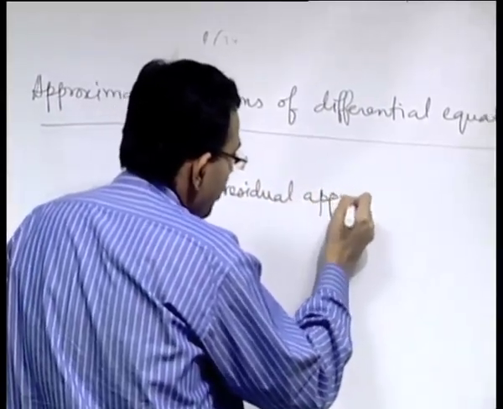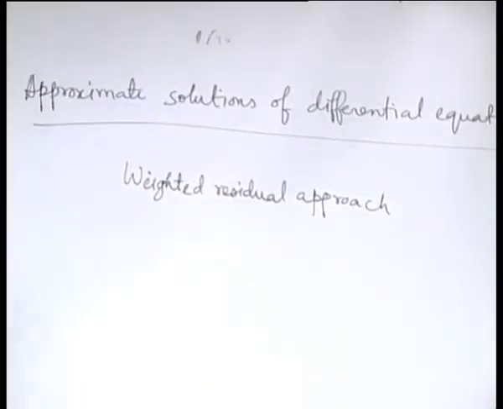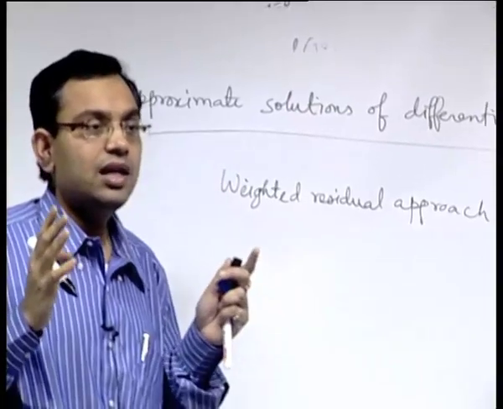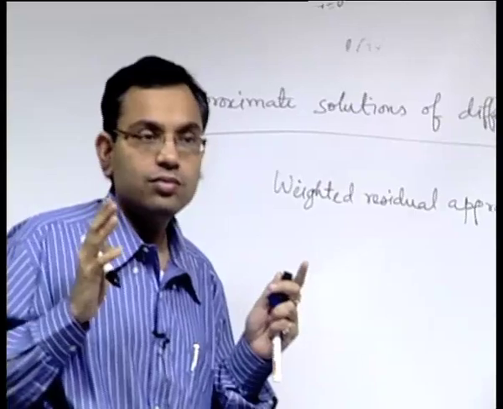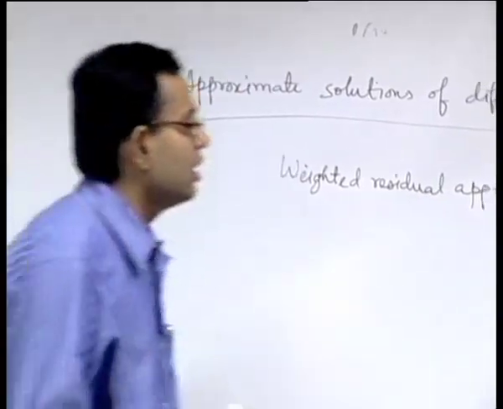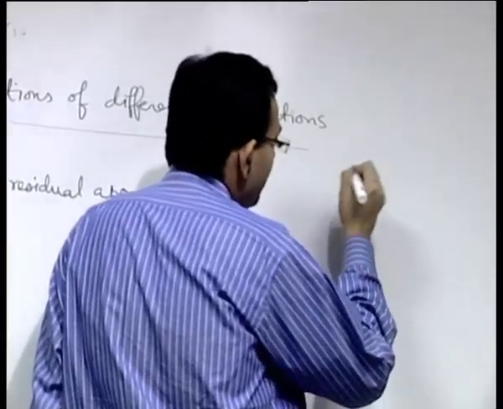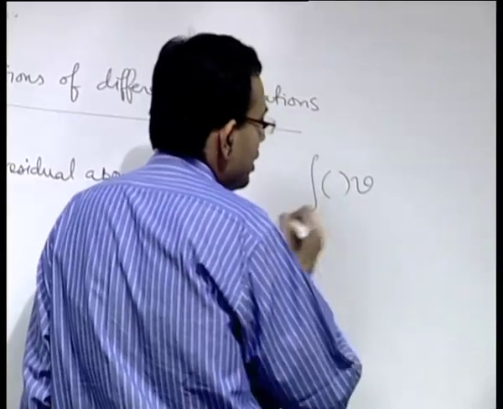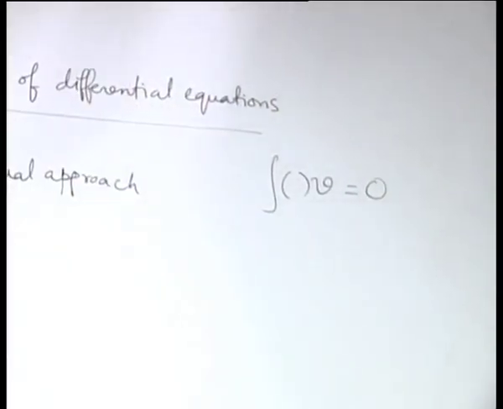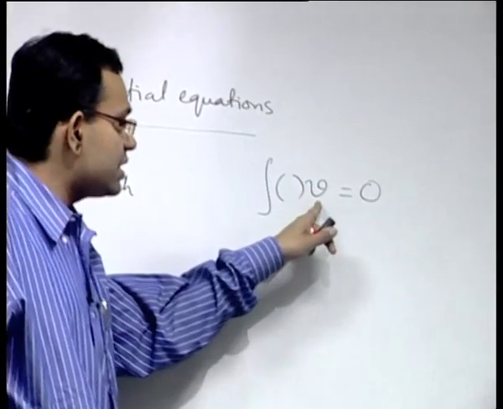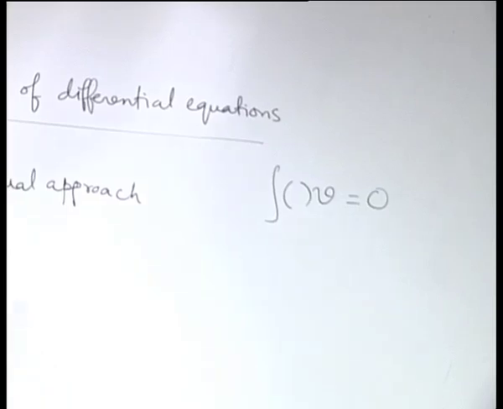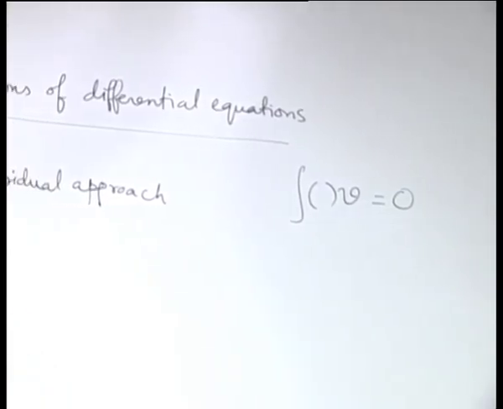This approach gets a clue from the variational formulation. What is the clue? In the variational formulation, we are multiplying the differential equation with a weighting parameter which is nothing but the variation in the variable itself. So, we are multiplying the differential equation with V, integrating over the domain and setting it to 0. The only thing is that this V is an arbitrarily small variation. Taking a clue from that, the weighted residual approach was introduced in this way.